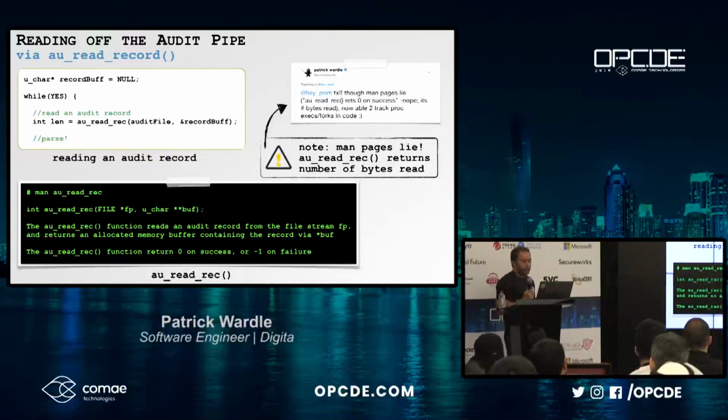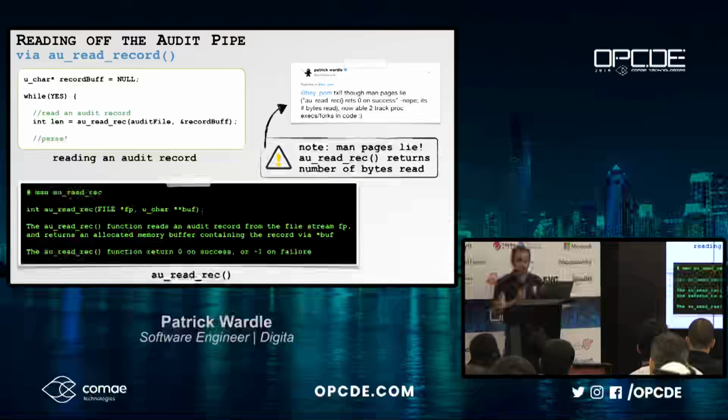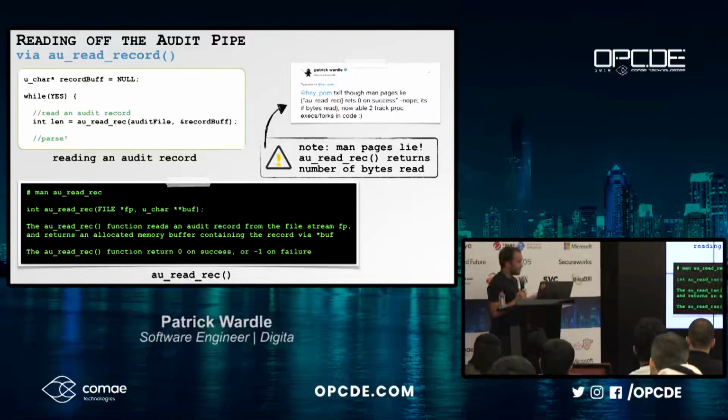So if we look for the documentation, you can see there is an OpenBSM API called au_read_rec, for record. And it basically takes in the file descriptor to the audit pipe and a buffer for the record. Now, the documentation says it returns 0 on success, but that is not true. It actually returns the number of bytes it has read. So the documentation is incorrect.